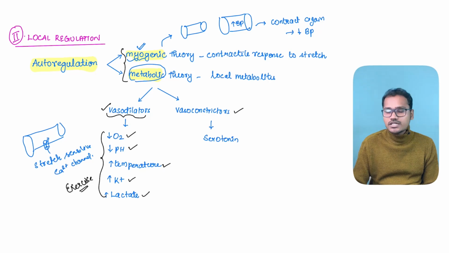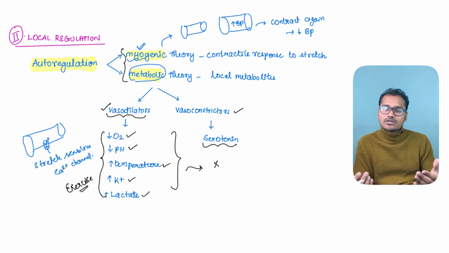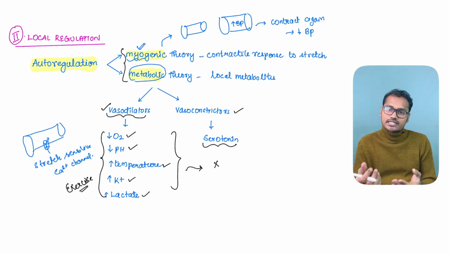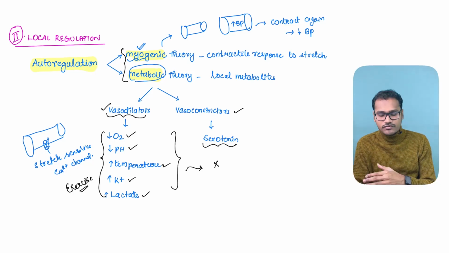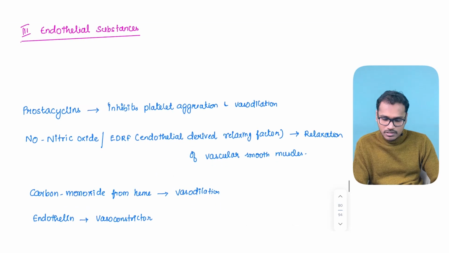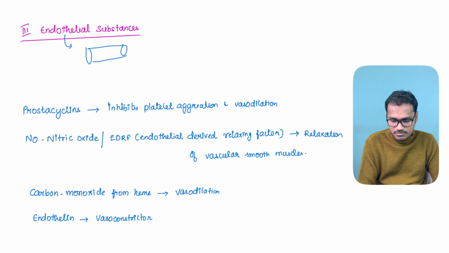Then some vasoconstrictors are also there. One example is serotonin. Or the reverse condition: if all of this becomes opposite, with increase in oxygen, increase in pH, decrease in temperature, decrease in K plus, or decrease in lactate, all of them can stimulate vasoconstriction. So this is all about the local regulation. Now coming to the endothelial substances. The endothelium is inside the blood vessel; the innermost layer of the blood vessel is the endothelium.